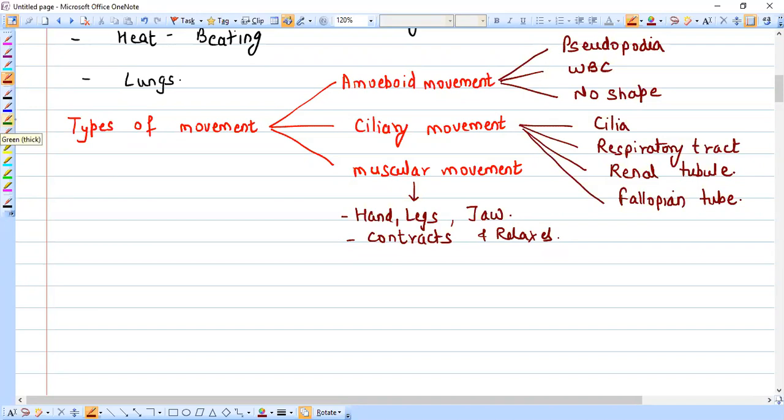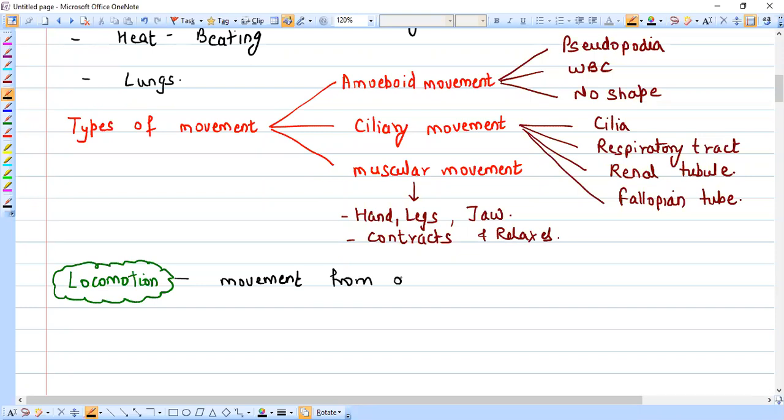The next important word is called locomotion. When I use this word locomotion, logically what do you mean by locomotion? The definition that I gave you was change in position of any animal from one place to another is locomotion. So in short, I can say movement from one place to another. Movement from one place to another is called locomotion.